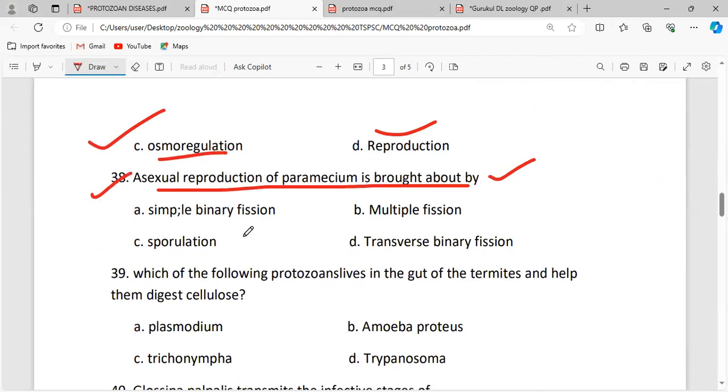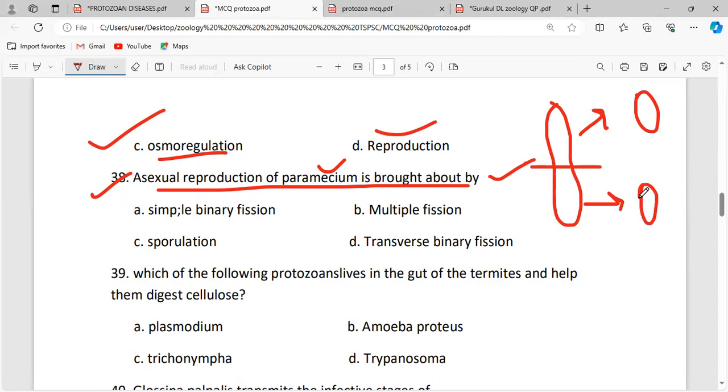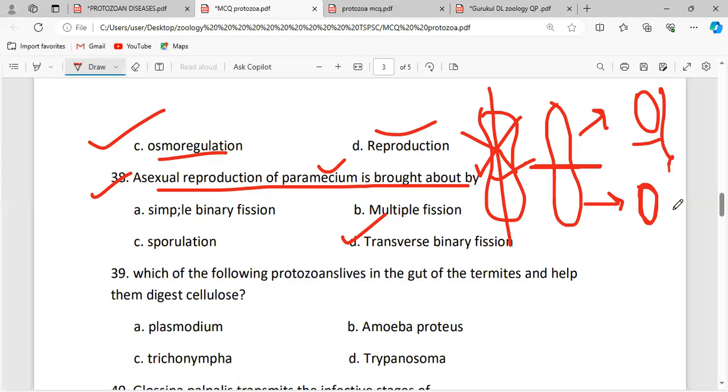Asexual reproduction of paramecium is brought about by... This is the paramecium, and this is the cut. The upper part will give rise to one paramecium, and the lower part will give rise to another paramecium. This cut is called transverse. If I cut a paramecium longitudinally, that can't happen; only this transverse cut happens. As one paramecium gives only two daughter paramecia, it is called binary fission.